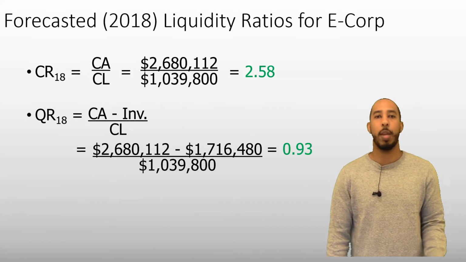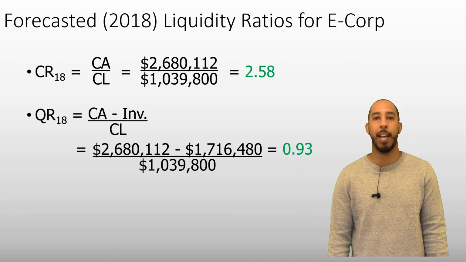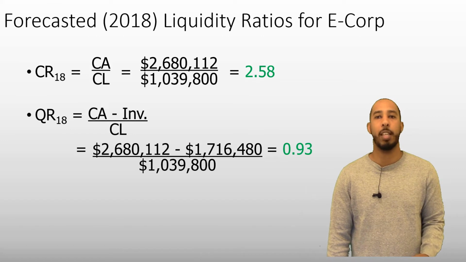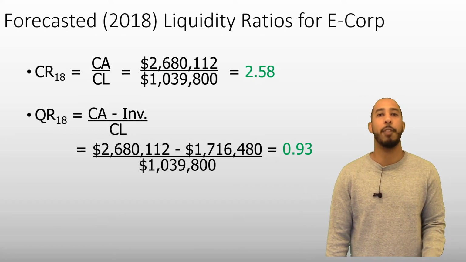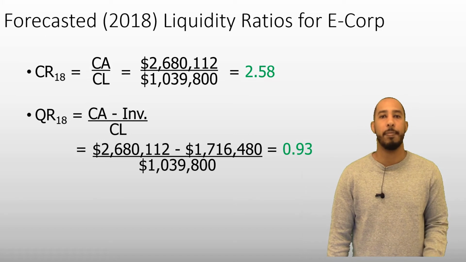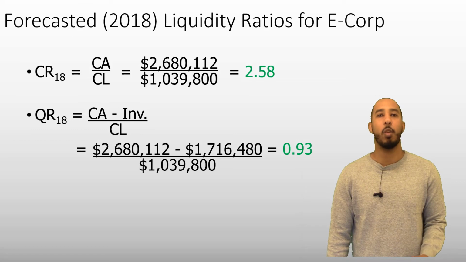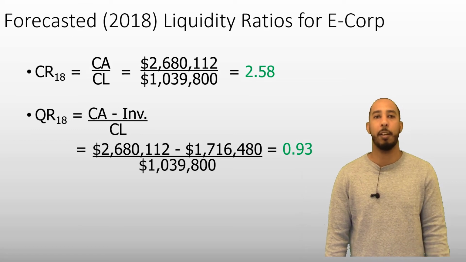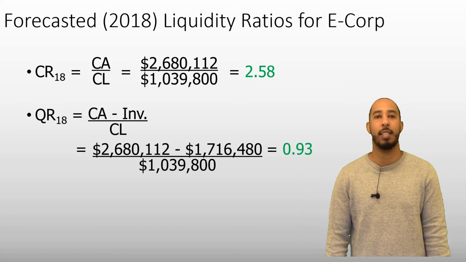Let's look at E Corp's liquidity ratios. We pulled current assets and current liabilities from the balance sheet to find a current ratio of 2.58. Similarly, we can compute the quick ratio by adjusting for the relative illiquidity of inventory and get a quick ratio of 0.93. Now, how can we interpret these numbers? A common theme with all the ratios we're going to compute is that one single ratio is pretty meaningless by itself. It only gains meaning once we use it to make comparisons. So let's do that. Let's put the ratios in context.